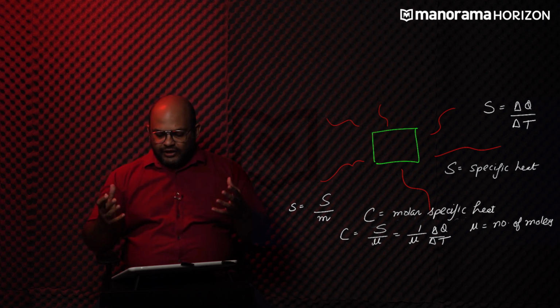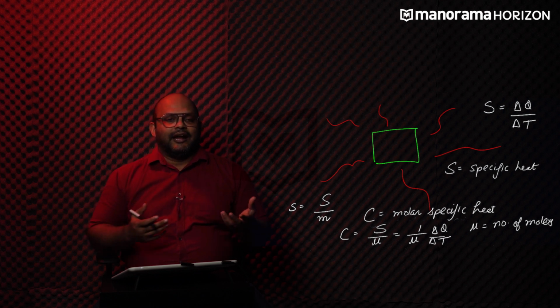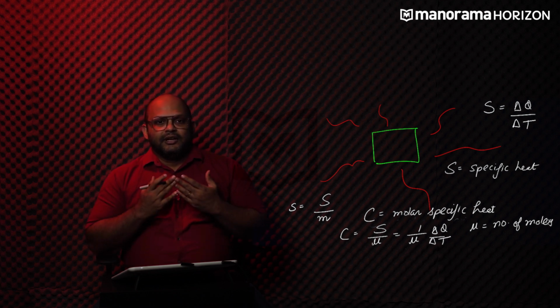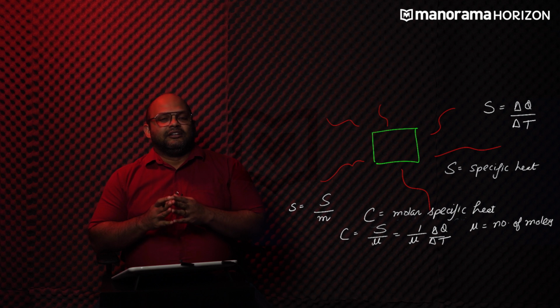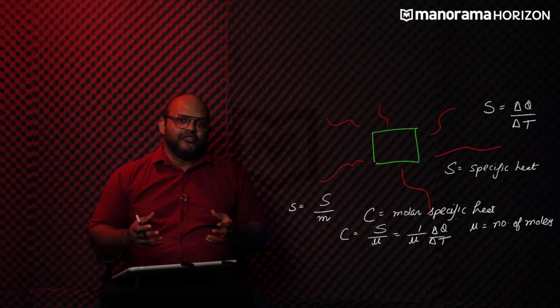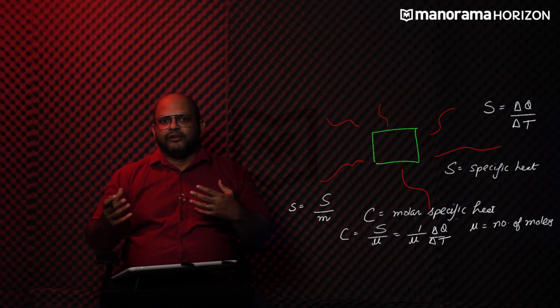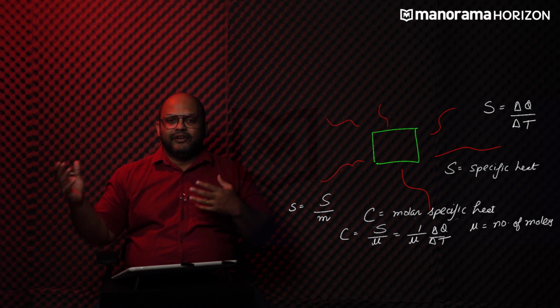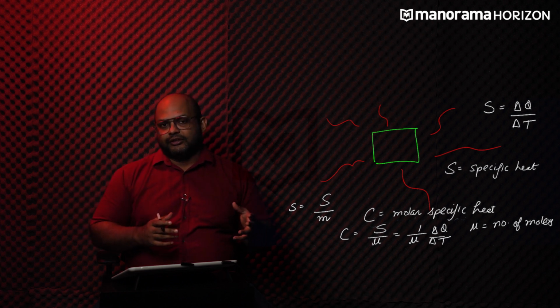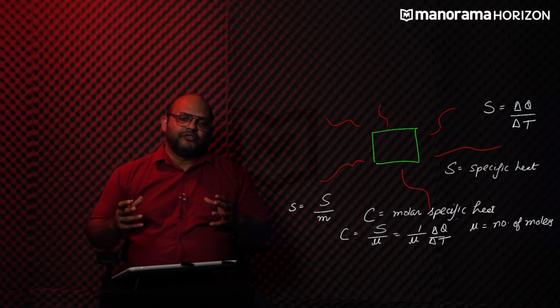Different materials have different values for S, C and capital S. We have to also understand that in terms of gases, the calculations become a little more complex because gases can have widely variable volumes and pressures. So for gases, we can define this quantity in two different ways. So we can define two different specific heats for gases.